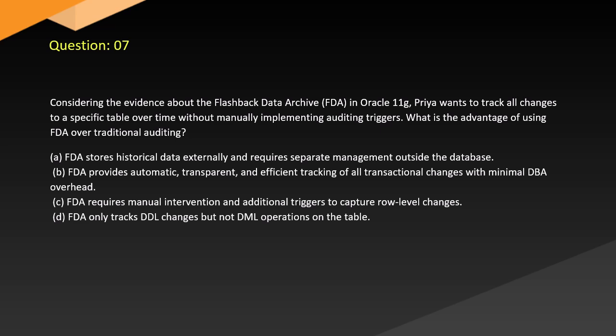Question 7. Considering the evidence about the Flashback Data Archive (FDA) in Oracle 11g, Priya wants to track all changes to a specific table over time without manually implementing auditing triggers. What is the advantage of using FDA over traditional auditing? A. FDA stores historical data externally and requires separate management outside the database. B. FDA provides automatic, transparent, and efficient tracking of all transactional changes with minimal overhead. C. FDA requires manual intervention and additional triggers to capture row-level changes. D. FDA only tracks DDL changes but no DML operations on the table.